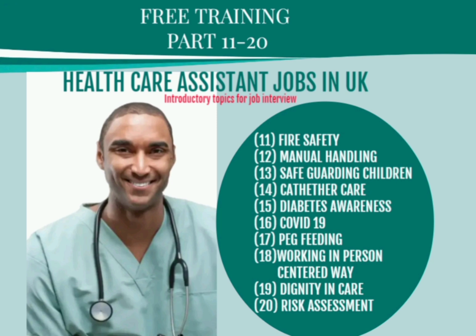Number six is to value workplace culture that actively promotes the dignity of everybody. You work as a team, so you respect everybody, even your colleagues. Number seven is to recognize the need to challenge care that may reduce the dignity of an individual. If you see somebody doing what is not acceptable in the ethics of your profession, you must let your line manager know. All right, that is dignity in care. So the 19th topic is working in a person-centered way.